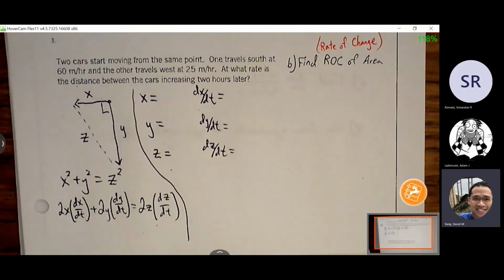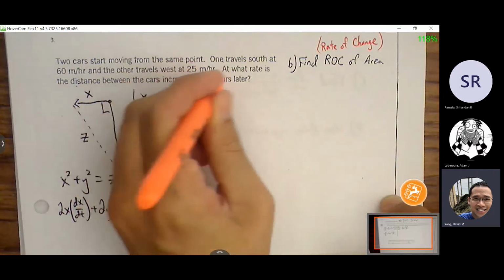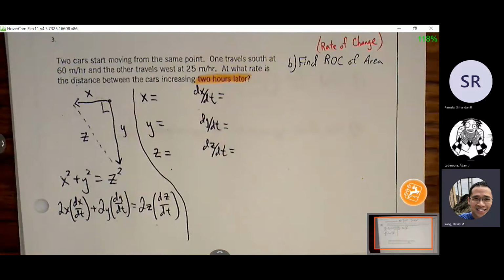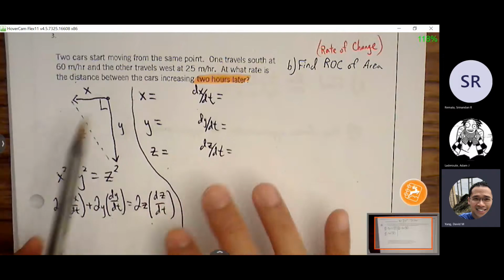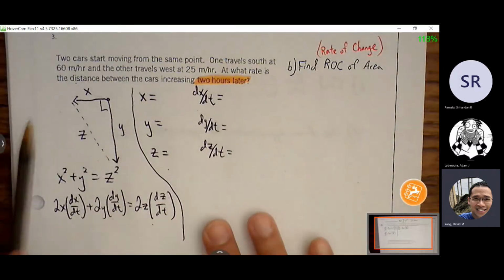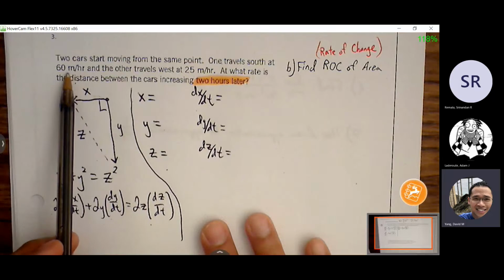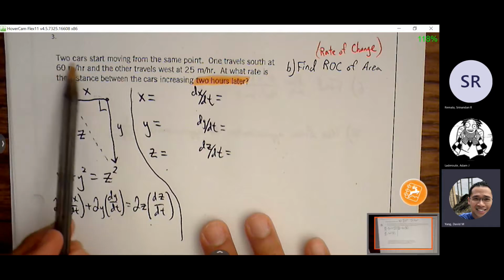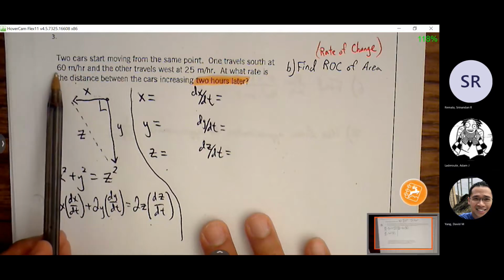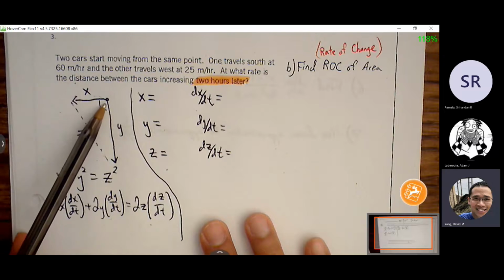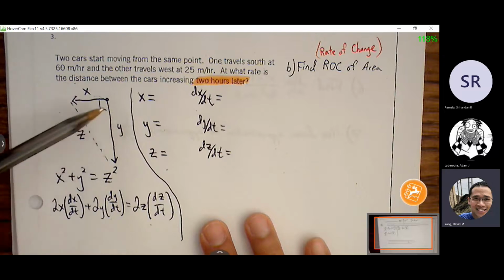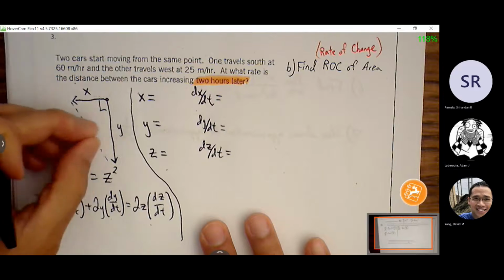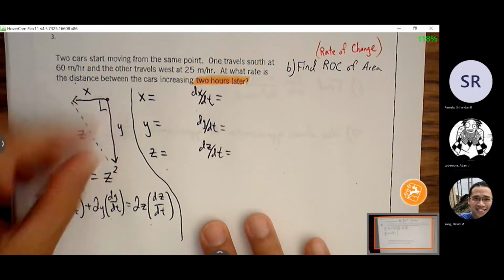Okay, so the key phrase here that we have to be careful about is 2 hours later, because this is going to provide us information about the distance away from the starting point for these 2 cars. That's going to help us figure out x, y, and z. So 1 car travels south at 60 miles per hour. What variable can I put that in for? Okay, dy/dt, positive or negative? Positive, because it's going away, increasing. Right, good.